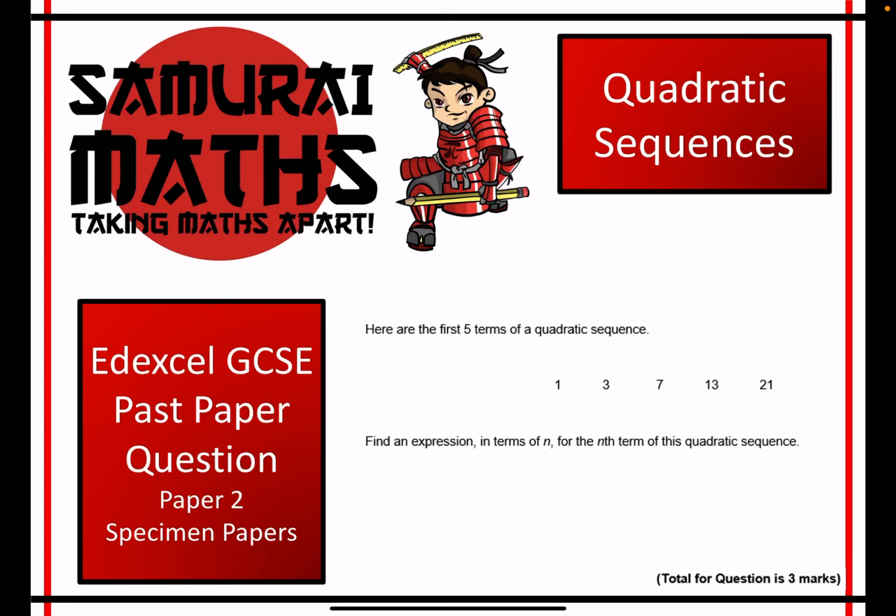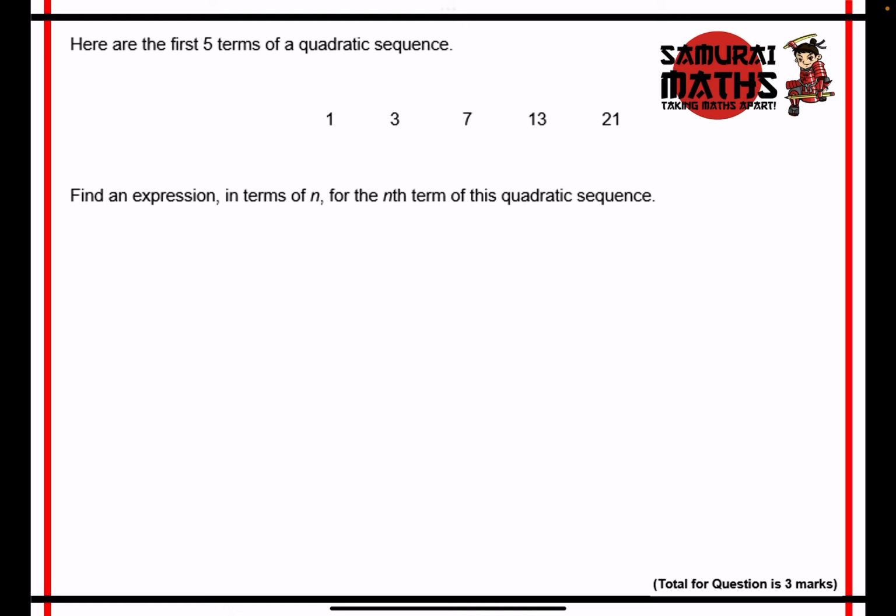Hello everyone. Let's have a look at a second method. So this one we're not using algebra. We are going to have a go at a different way. So a quadratic sequence question. Same question as previous clip. For the first five terms of a quadratic sequence, 1, 3, 7, 13, and 21, we want to find an expression in terms of n for the nth term of the sequence.